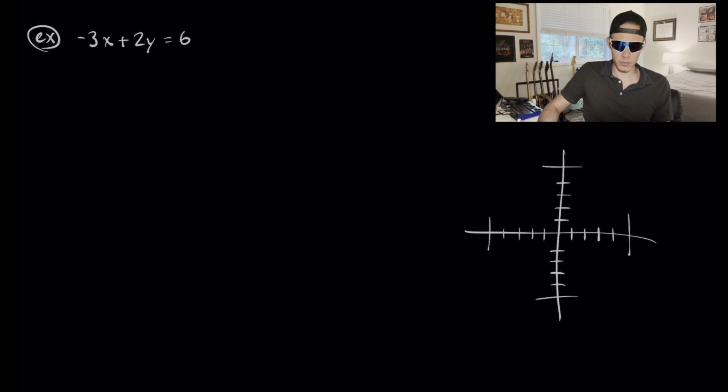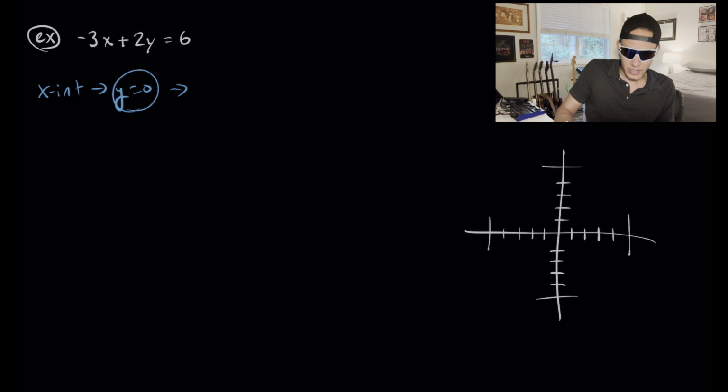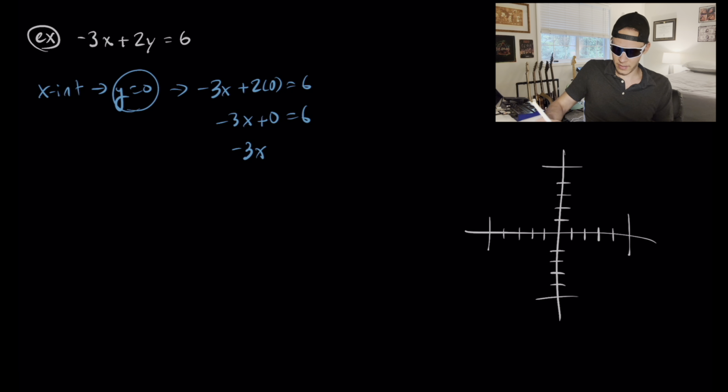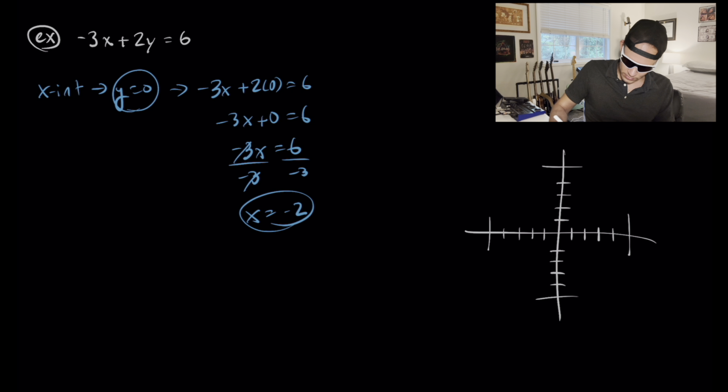-3x plus 2y equals 6, no different than what we did before. X-intercept, that's where y equals 0. So we're going to plug that into the equation. Negative 3x plus 2 times 0 equals 6. Well, 2 times 0 is 0, so we'll get negative 3x plus 0 equals 6, which is just negative 3x equals 6. Divide both sides by negative 3. X is equal to negative 2. So the point for our x-intercept is negative 2, 0.